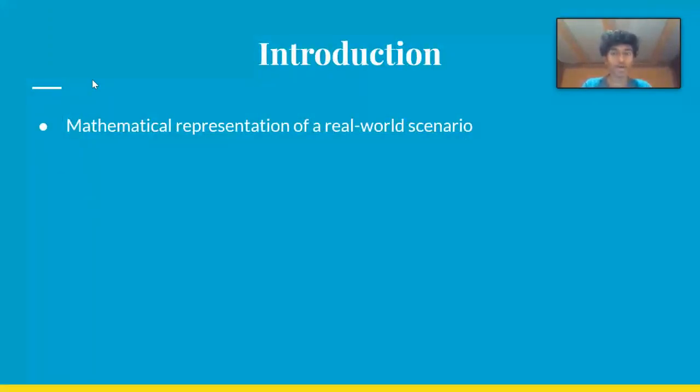So first, what exactly is mathematical modeling? Mathematical modeling is essentially developing a mathematical representation of a real-world scenario. For instance, say you're given a word problem, which represents a certain situation. What you have to do is create an equation that represents that situation. So that's essentially what mathematical modeling is.